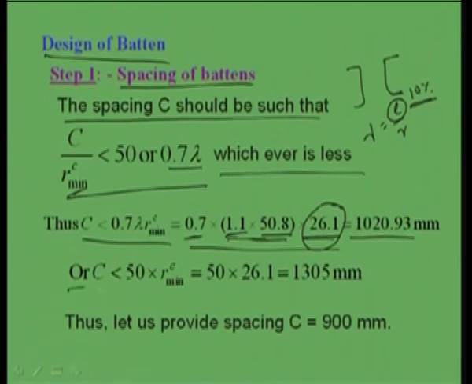Another is that C should be less than 50 into RC minimum. So 50 into RC minimum is coming 1305 millimeter. So these are the two. C should be the lesser of these two at least. So now let us provide spacing C as say 900 millimeter, because the spacing of two battens should be less than these two. So we are providing 900 millimeter, right.